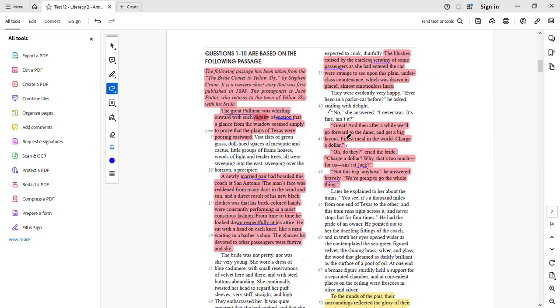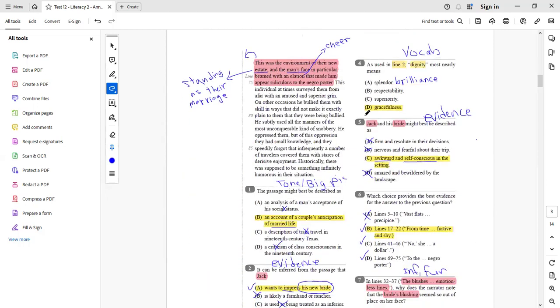Charge $1. Okay, so till dollar here. Till now, yes, it talks about Jack and his bride. So it can be from 69 till 75, from to the till Porter.